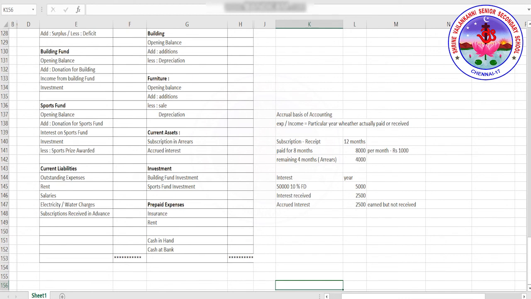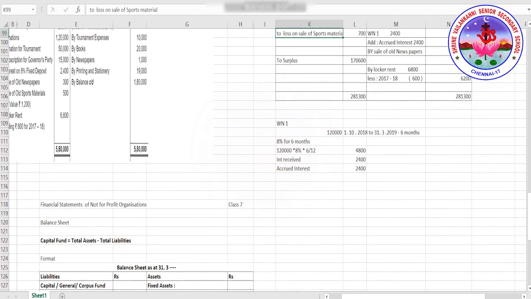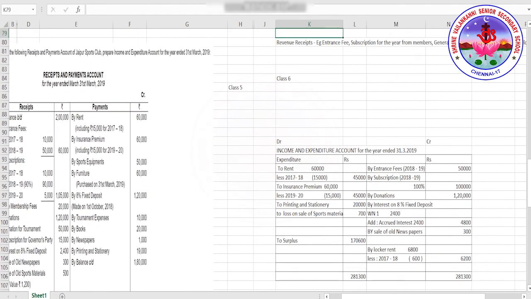Before doing problems, we have to look into one more understanding, something called fund based accounting. I will be teaching you what this fund based accounting is in the next class, which is class 8. I want you to go through whatever we had discussed earlier, so that conceptually you are clear.